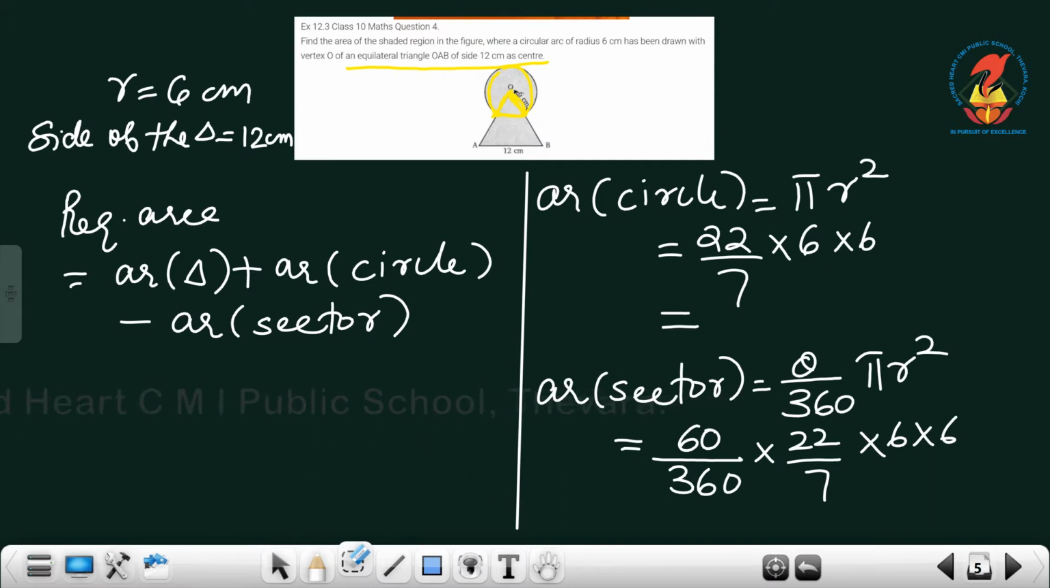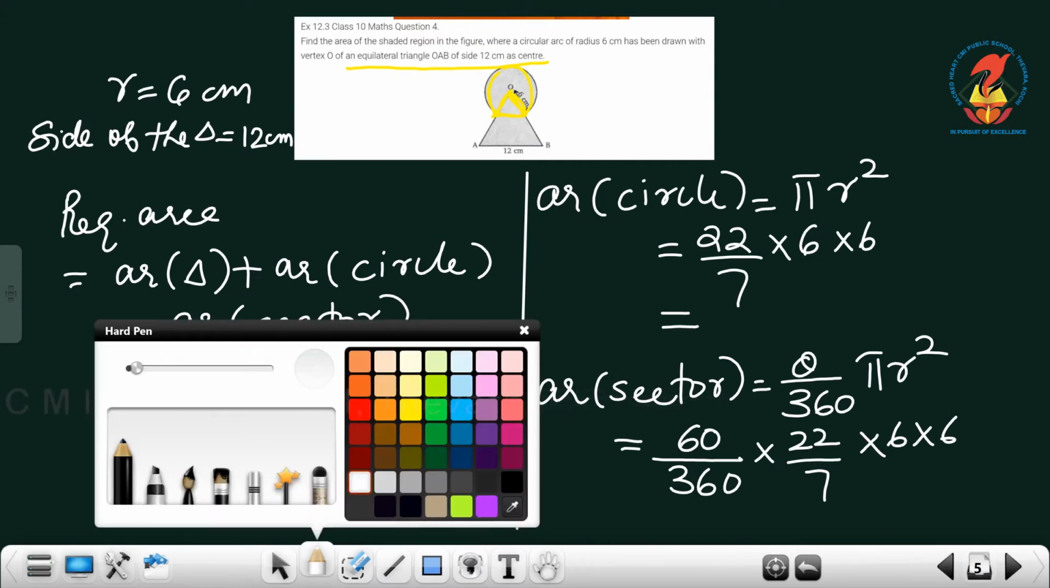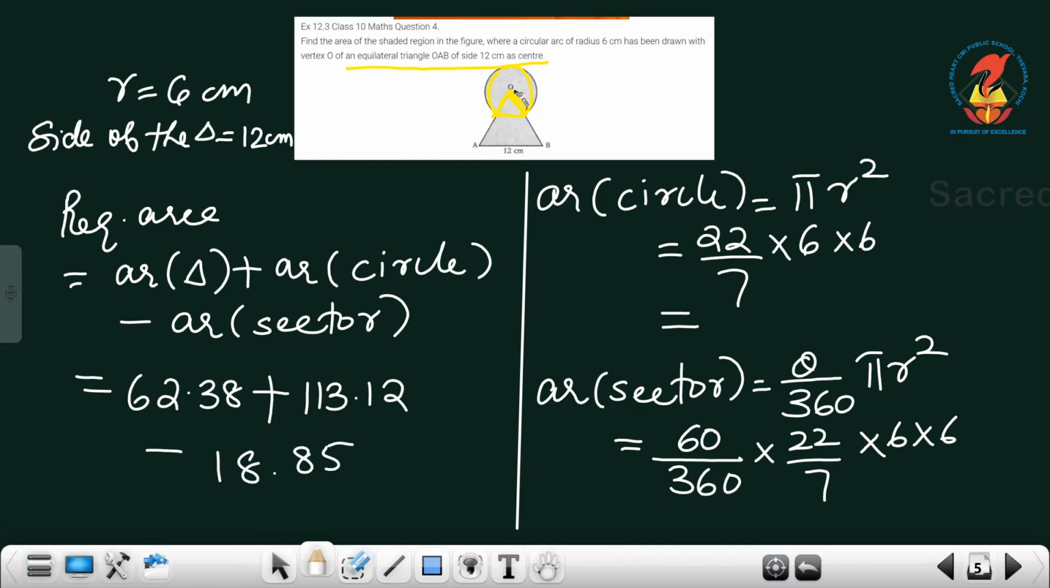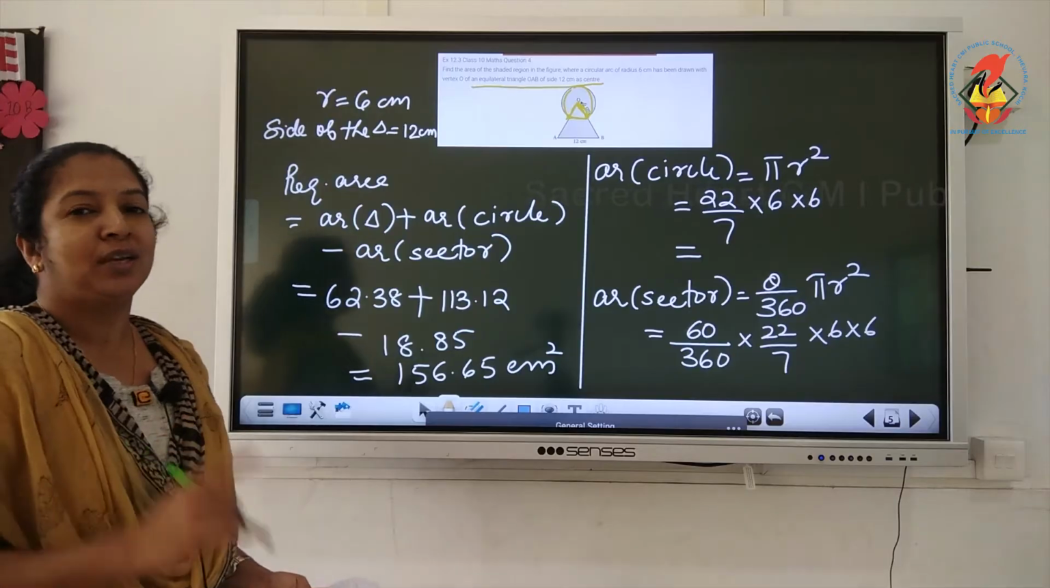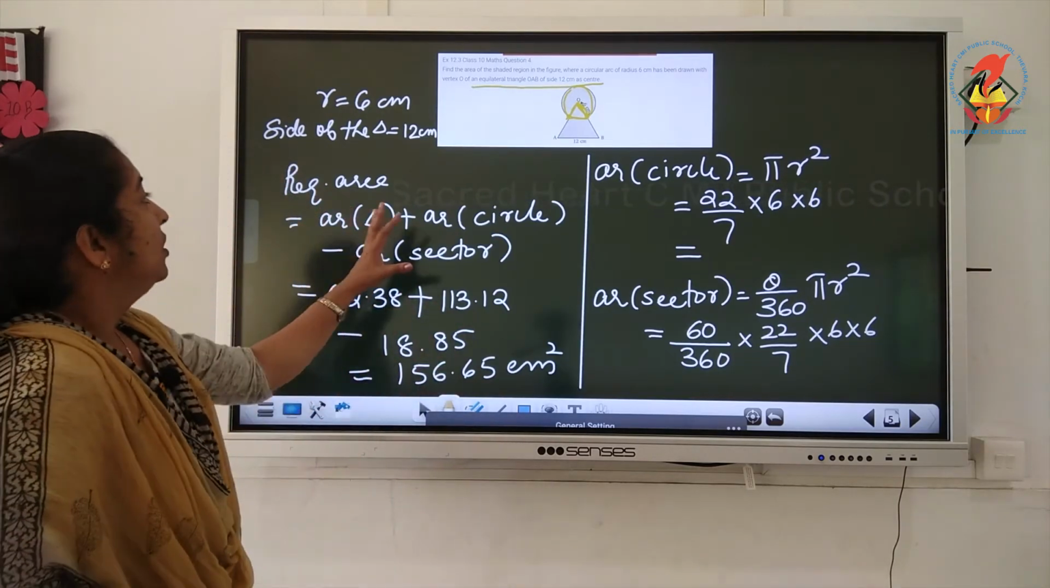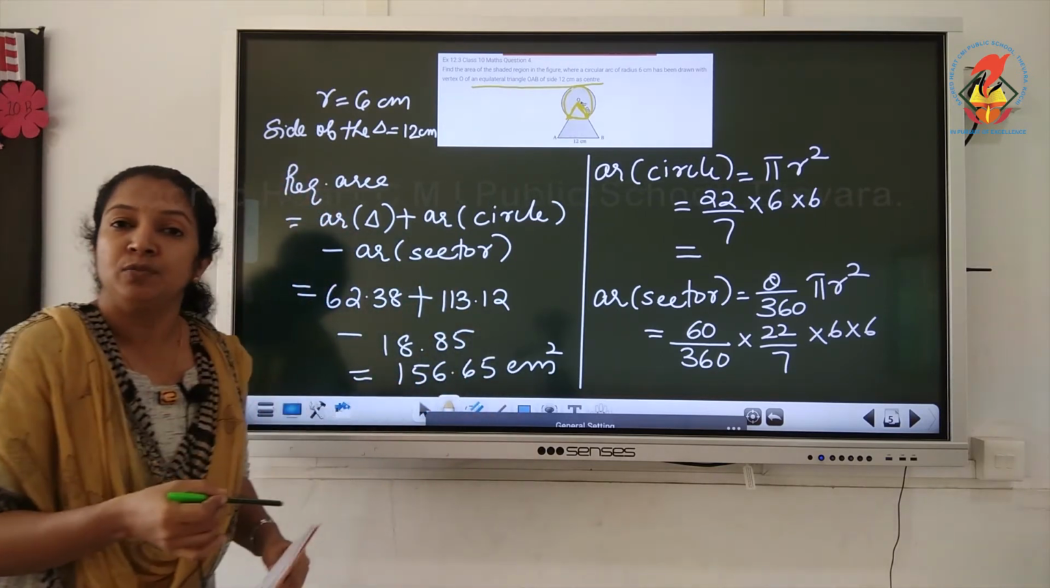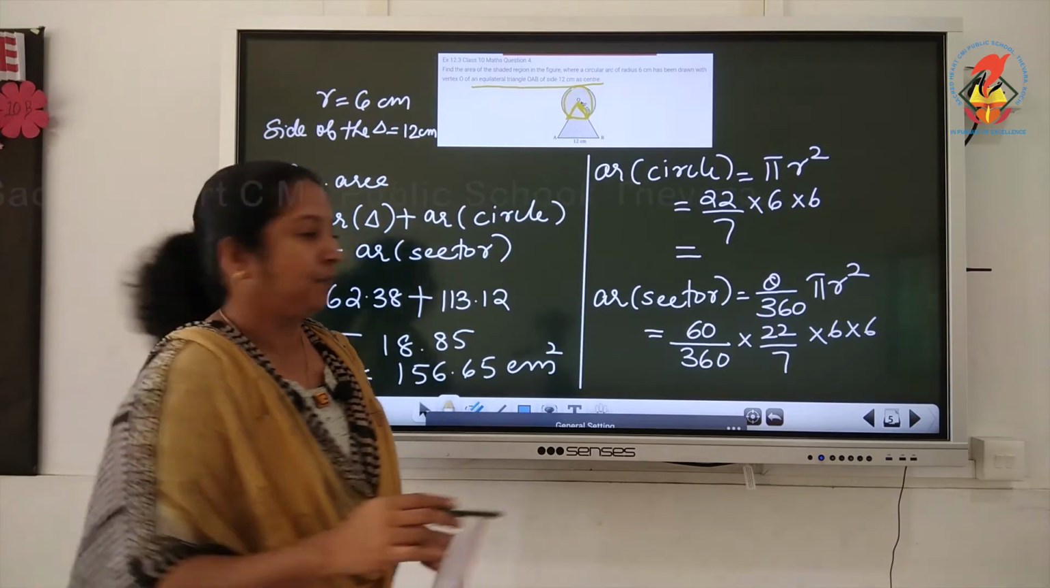So, what we can do here is, you can substitute the values here. So, you will get this as 62.38 plus 113.12 minus 18.85, which is equal to 156.65 centimeters square. You have to do the calculation. So, required area is equal to area of the triangle plus area of the circle minus area of the sector.